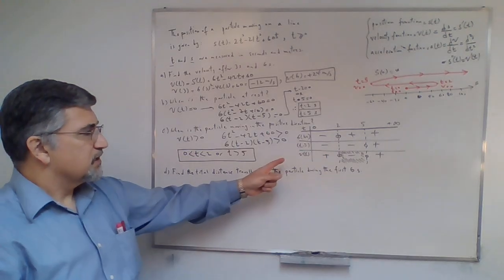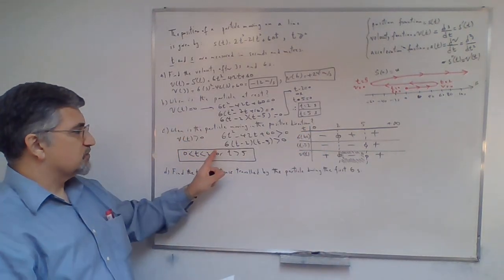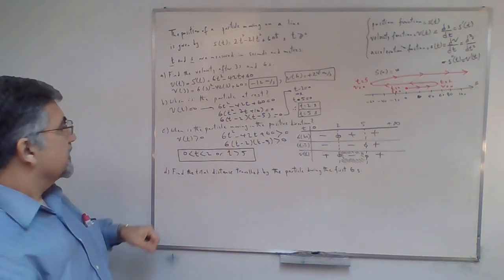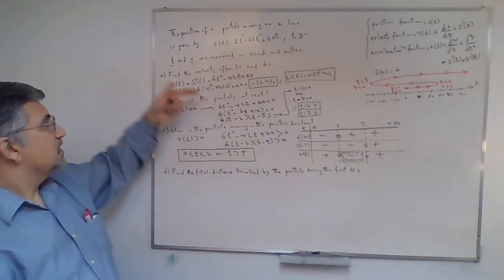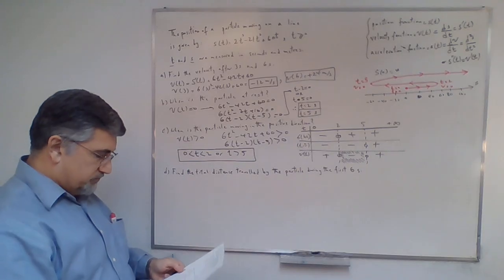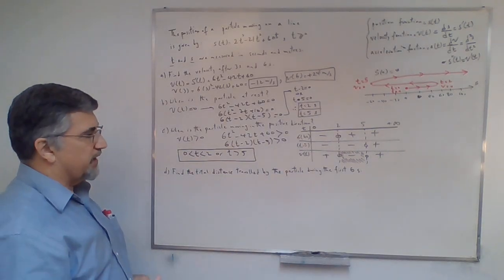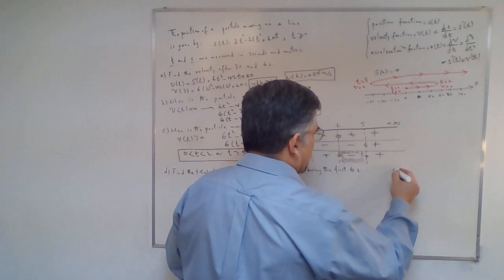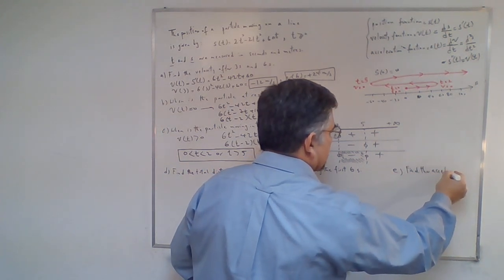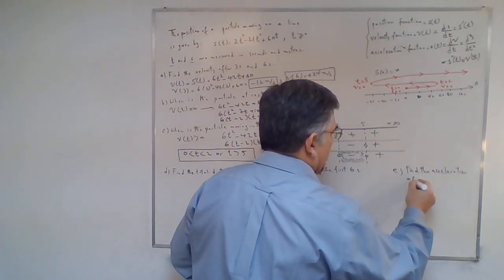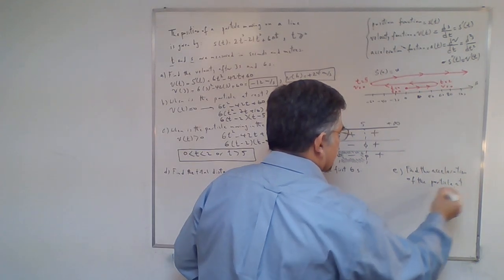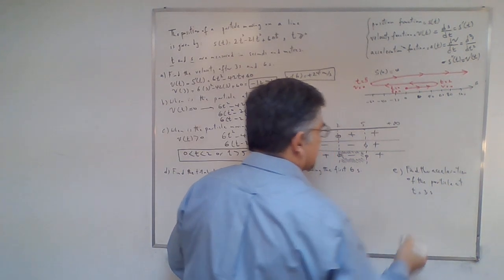How did we figure this out? It was because of the chart. We could find the intervals over which this quadratic trinomial was positive. And this equation came from the derivative of the position function, of course. Now, it just came to my mind, I can add another part. So part E, I would say: find the acceleration of the particle at t equals 3 seconds.